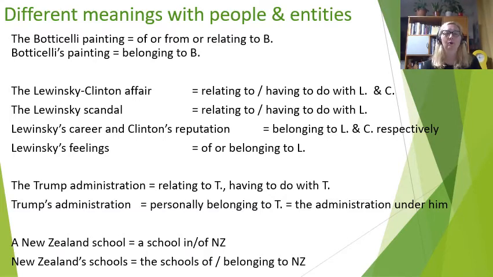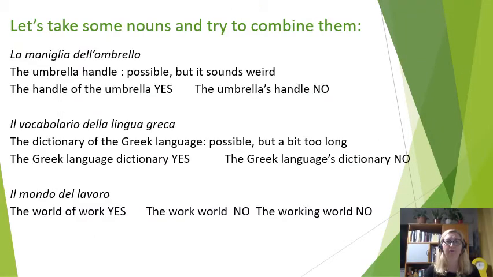Okay. Or a New Zealand school would be a school in New Zealand, or belonging to New Zealand. Oh wait, no, I misspoke previously. A New Zealand school would be a school of New Zealand, having to do with New Zealand. While if I wanted to make it possessive, New Zealand's schools, I would have no article, okay? Because, yeah. Okay, moving on.